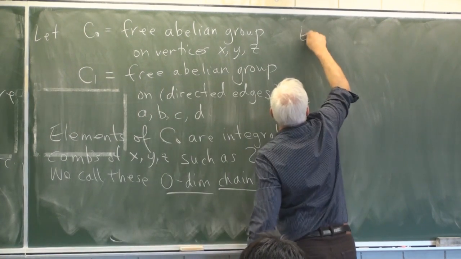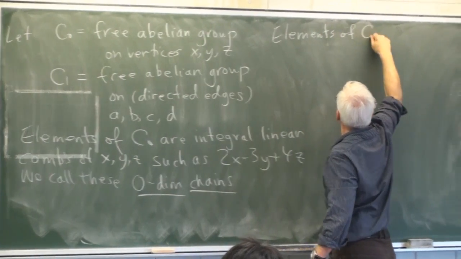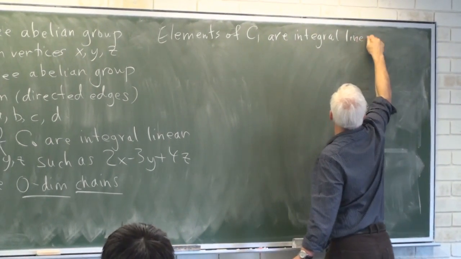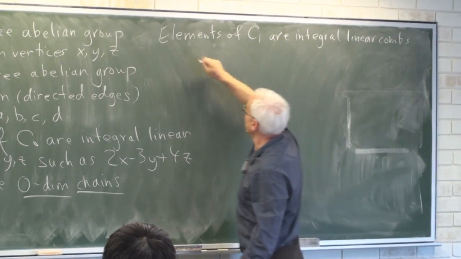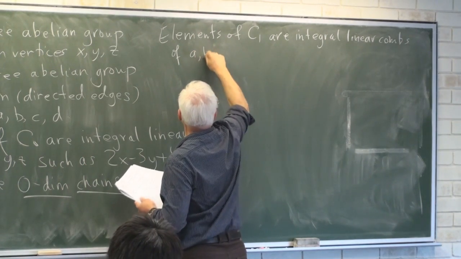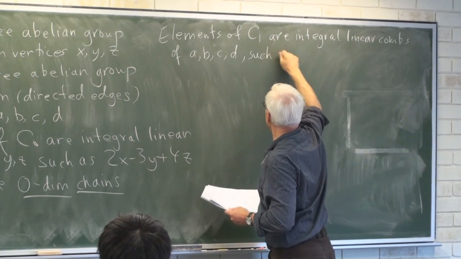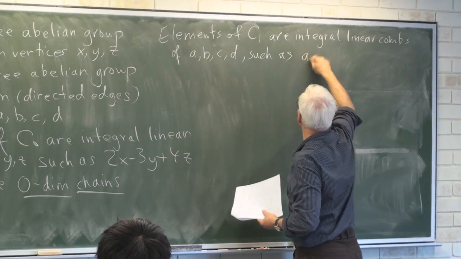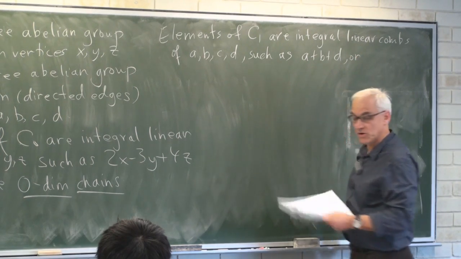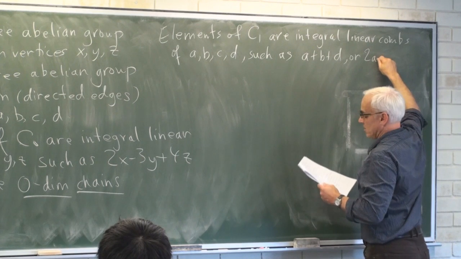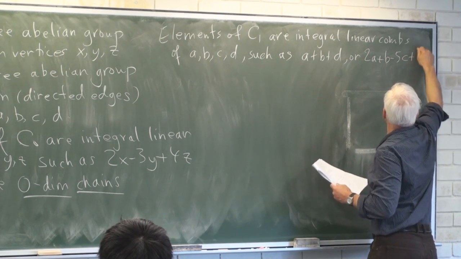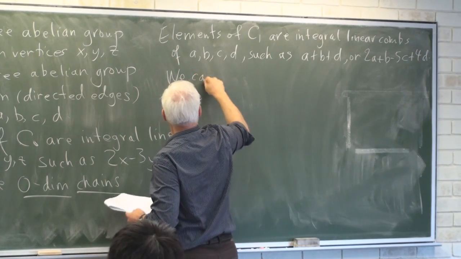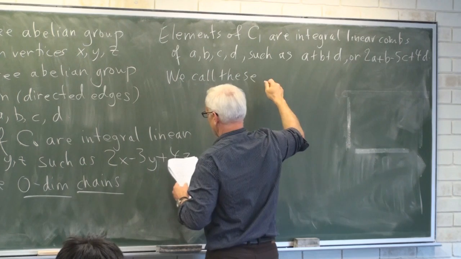Similarly, elements of C1 are integral linear combinations of our edges A, B, C, and D, such as maybe one of the cycles that we've already considered, for example, A plus B plus D. Or maybe something else which doesn't correspond to a cycle, like 2A plus B minus 5C plus 4D. We call these one-dimensional chains.